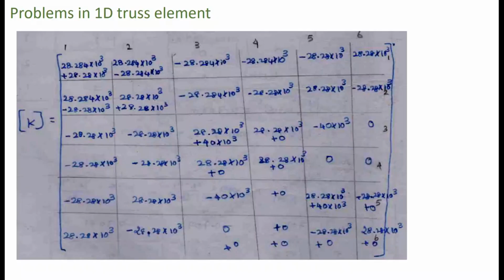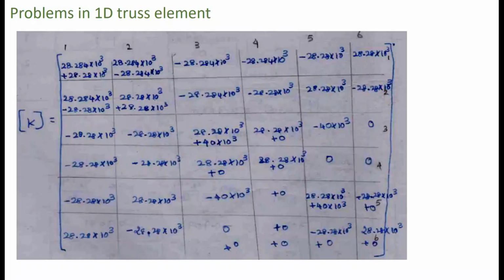3,1 is minus 28.28 × 10^3. 3,2 is minus 28.28 × 10^3. 3,3 has two values, 28.28 × 10^3 plus 40 × 10^3. 3,4 has two values, 28.28 × 10^3 plus 0. 3,5 is minus 40 × 10^3, and 3,6 is 0.